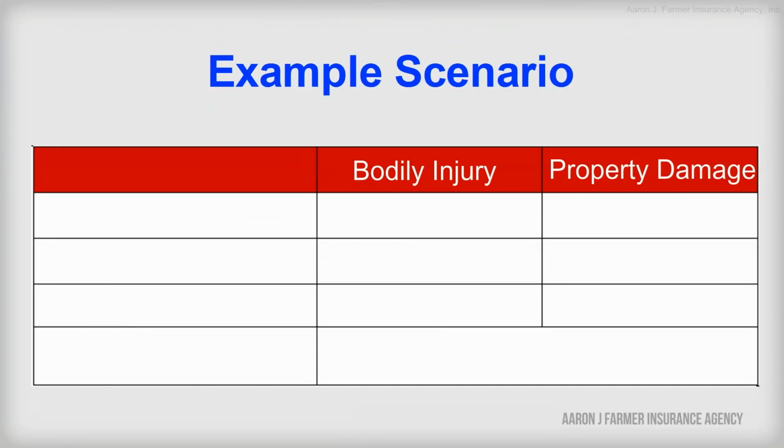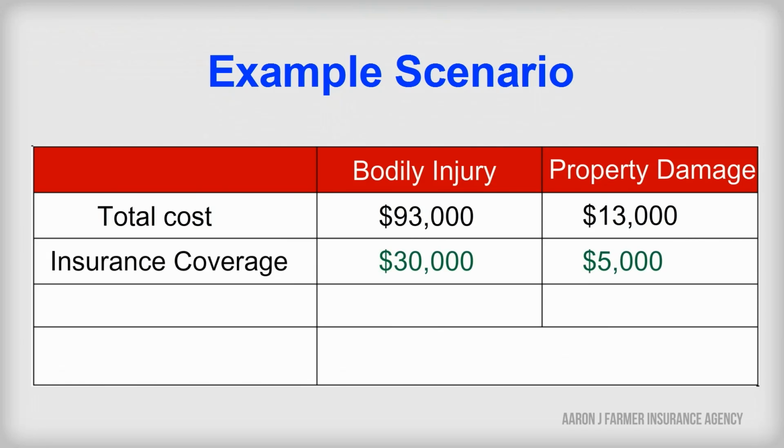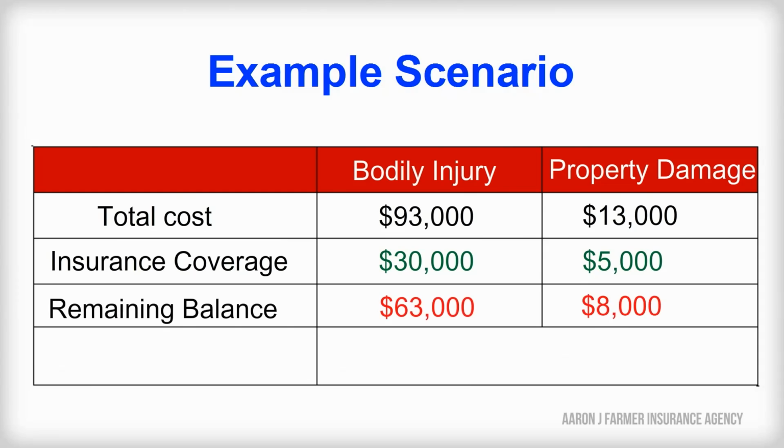Now let's take a look at how your coverage would apply. There are 4 people injured, and the cost to cover their injuries totaled $93,000, and the damage to their vehicle was $13,000. So in reviewing your coverage amounts, you will see that your policy would pay $30,000 for all injuries and $5,000 for the property damage. So where does the remaining $63,000 for bodily injury and $8,000 for property damage come from?